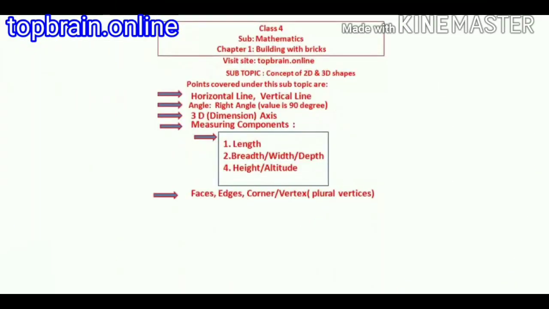Welcome student into the classroom of session 2nd. I have already given the short description and demonstration of the topic concept of 2D and 3D shapes. Now we will cover the following points in this chapter. The first, horizontal line and vertical line, angle, mainly right angle, 3D dimension axis, and the measuring components, that is length, breadth or width or depth, height or altitude, faces, edges, corner or vertices. Vertices is plural of vertex.